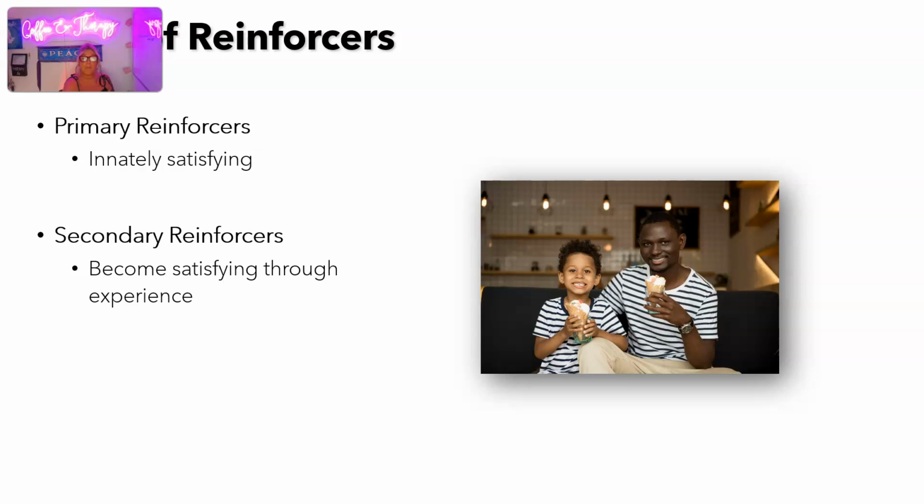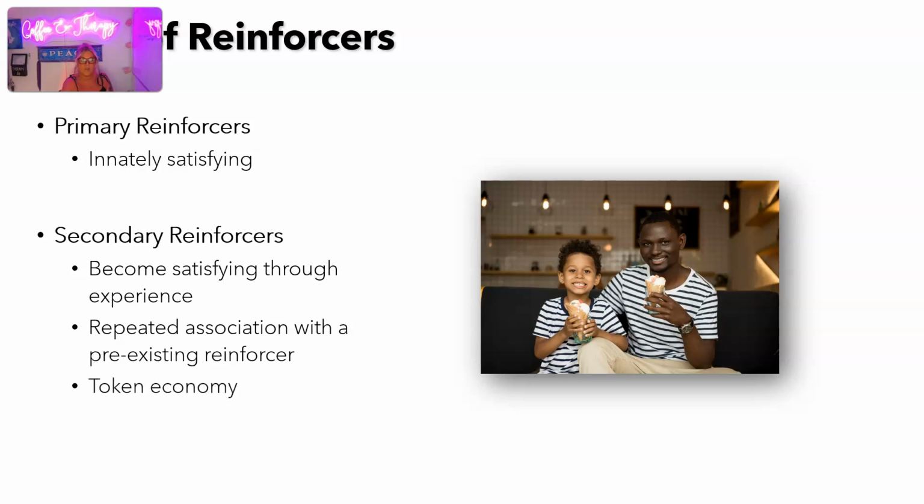All right, so we're going to talk about primary reinforcers and secondary. Your primary are those innate satisfying things, like drinking water, getting those things met that you need. The secondary, those are the fun things. Look at that ice cream there. That just makes me want ice cream in a waffle cone. All right, so secondary reinforcers become satisfying through experience, repeated association with a pre-existing reinforcer.